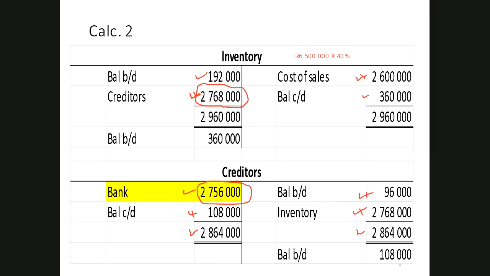Abdullah, I'm not sure if I did say debit bank and credit creditors. It should be debit creditors, credit bank, because creditors are reducing, we're paying them, and the bank account is reducing, so we credit the bank account. So this 2,756,000 is therefore the amount we spent paying suppliers.